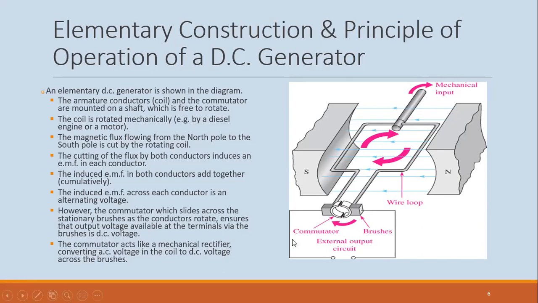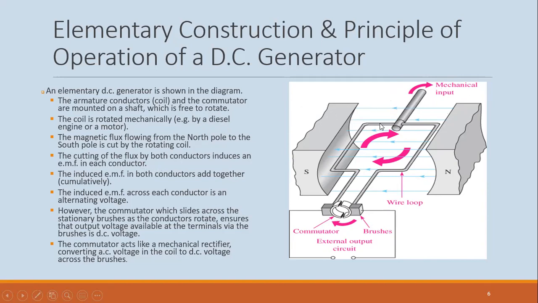Now, that mechanical device that rotates the conductors is called a prime mover, and it could be something like an engine, a diesel engine, or another motor. Or for large AC generators, it could be a steam turbine, a hydro turbine, so that kind of thing. So the device that causes the mechanical action is called a prime mover.